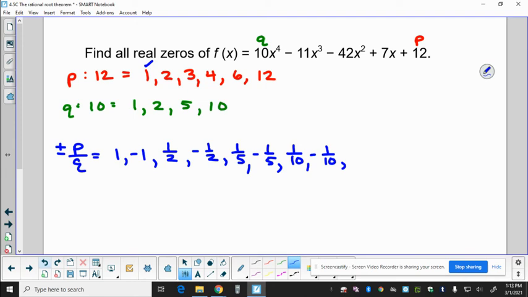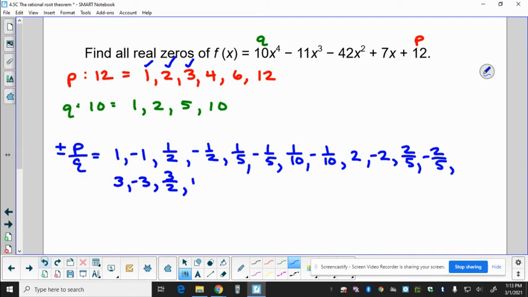Now I'm going to list all the combinations for 2. Now some of them may repeat, so you don't have to write them again. So 2 over 1 is the first one. Then 2 over 2 is 1. Well, we already have that listed. 2/5, we haven't listed that yet. 2/10, which is 1/5 if you reduce it, that's already on the list. So we're done with those. Now let's go on to 3. 3 over 1, we have not listed that yet. I got a really long list here. 3 over 2, we haven't listed that.